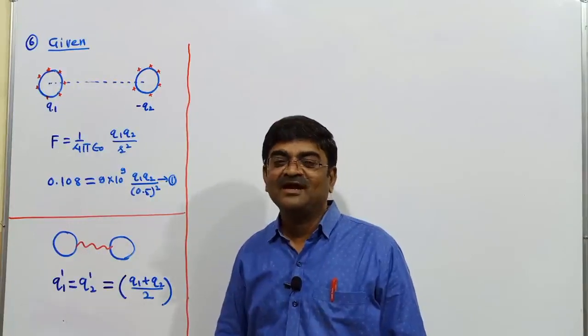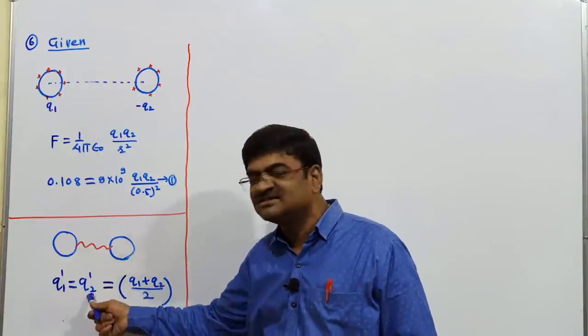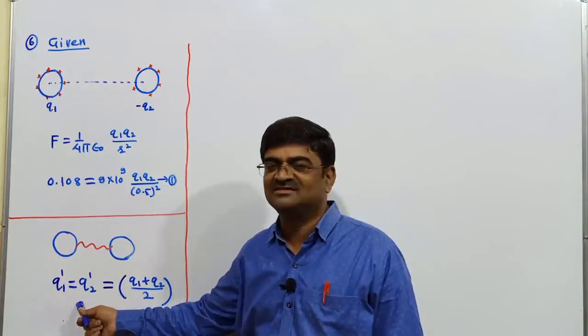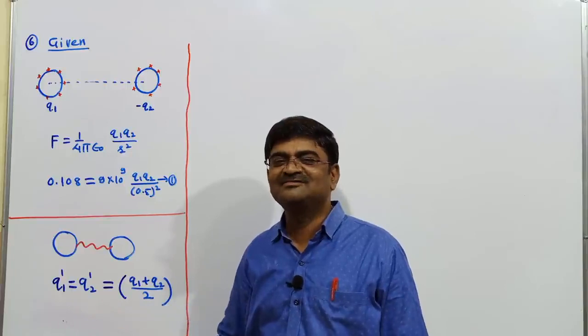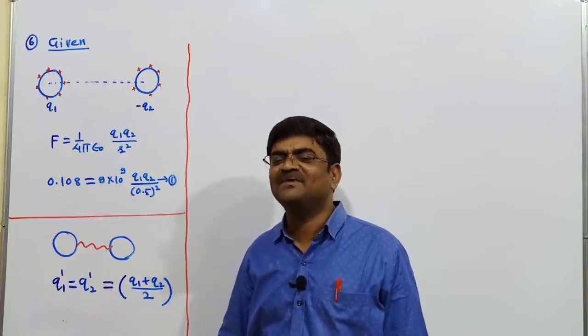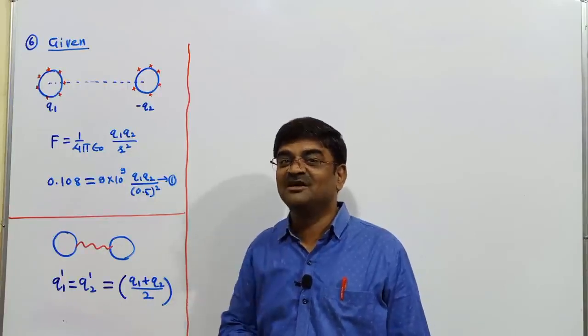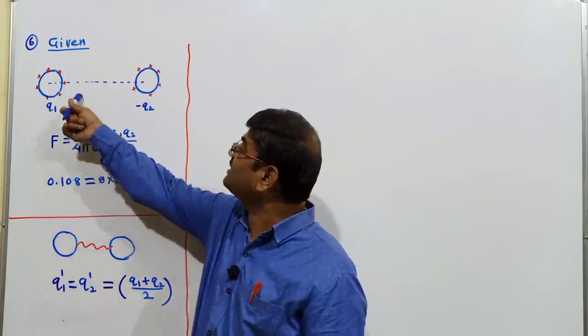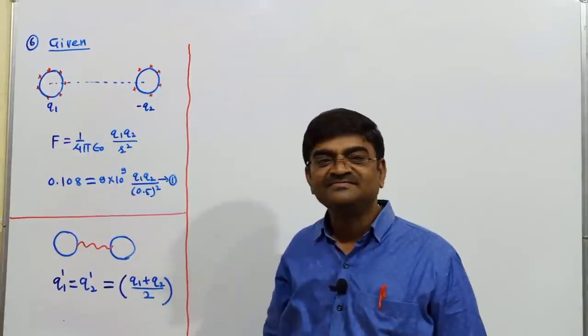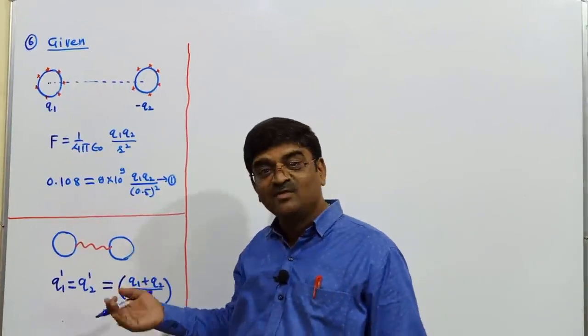So after making contact, like charges are now acquired by both the conductors. And you know, in the case of like charges, what is to happen? There has to be a repulsion. And the same is mentioned in the problem. Before, they were attracting with the force which is given. Later on, they are repelling with the force they have given there.